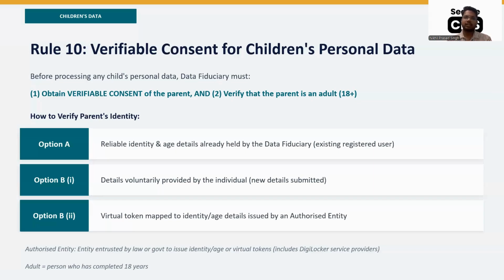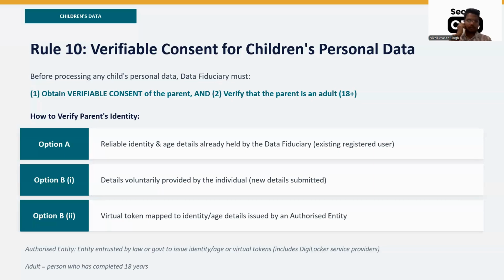Suppose you are into gaming like PUBG, or YouTube Kids, or Amazon Kids. For these, you'll have to obtain verifiable consent from the parents, and parents shall be 18 plus. Now, how will you do so? Verifiable consent is a very important thing.